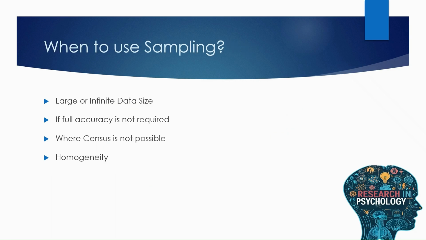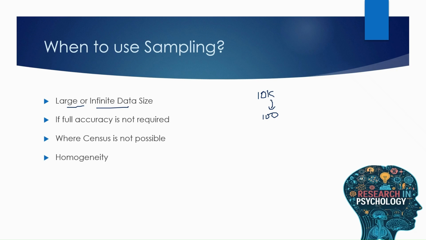What are the situations where you should be using sampling? The first one is when you have a large or infinite data size. As I told you, suppose your population has 10,000 individuals. It's a pretty large number for one person to handle. In such cases, it would be smarter to choose a smaller sample from this, maybe some 100, which you can handle easily. So sampling should be used when you have large or infinite data where it would be difficult for one person to handle all of it.